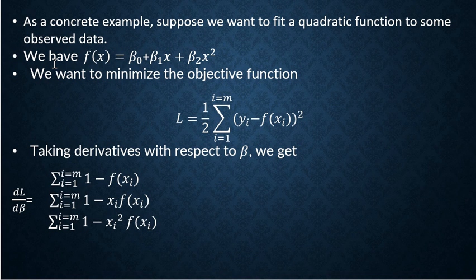For a concrete example, if you want to fit a quadratic equation to some observed data, then f(x) = β0 + β1x + β2x². Therefore, the objective function will become L = ½ Σ (i = 1 to m) (yi − f(xi))². So when we take derivatives with respect to β, we will get ∂L/∂β as Σ (i = 1 to m) of (1 − f(xi)), Σ of (1 − xi f(xi)), and Σ of (1 − xi² f(xi)). We'll get the derivatives like this.